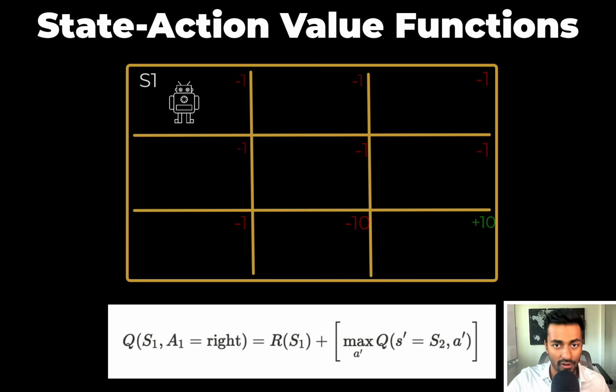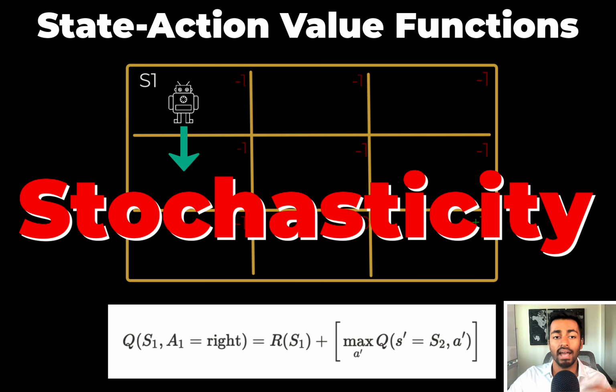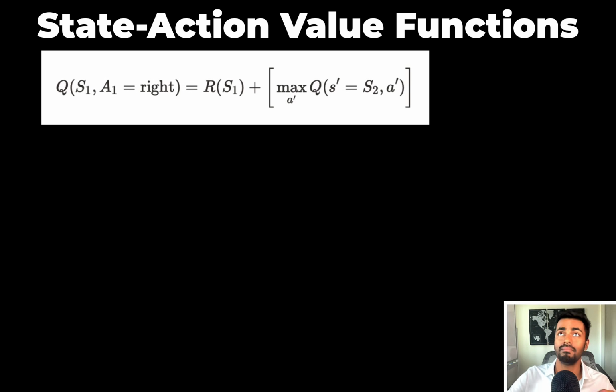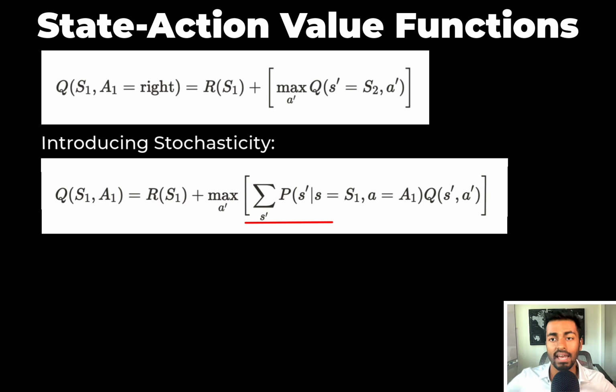But as we mentioned before, for the more complex case, making the action A1, which is right, doesn't necessarily mean we will end up in S2. And going down doesn't mean that we're going to end up in S4, because this environment is stochastic. And we can represent stochastic environments with probabilities, and we compute expected values of these state action value functions. And the expected value is the sum of probability of transitioning to the state and the value of that state.